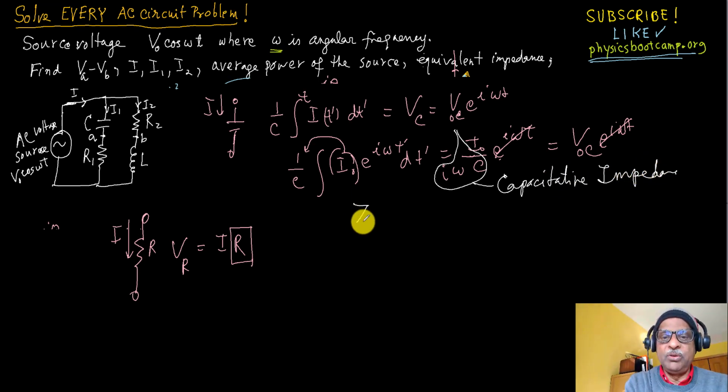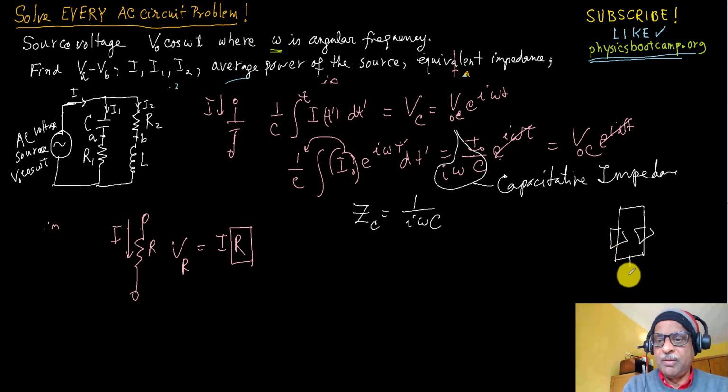So I use the letter Z and 1 over i omega C. Now you can see that in parallel circuits, the resistance adds, right? If you have a resistor R1 and another resistor R2, and they're in parallel, then what adds is 1 over R, which is 1 over R1 plus 1 over R2.